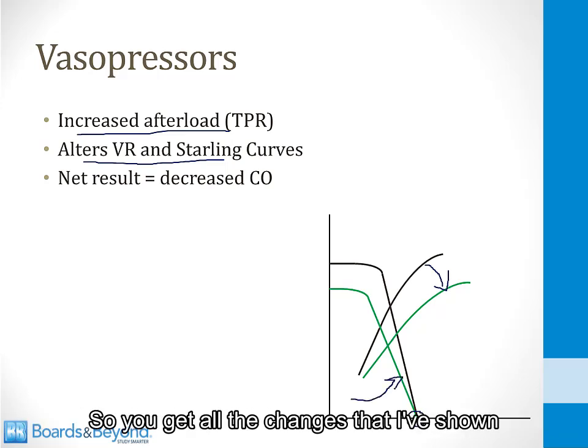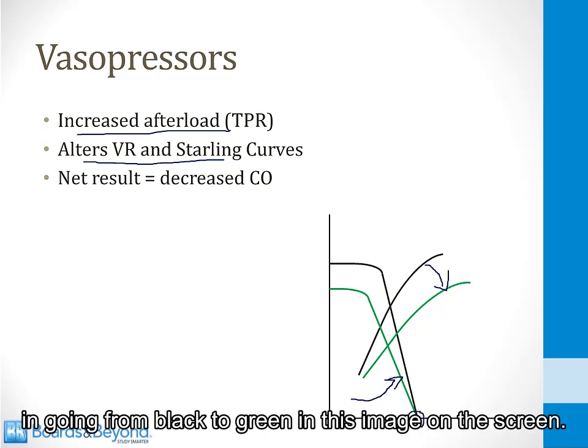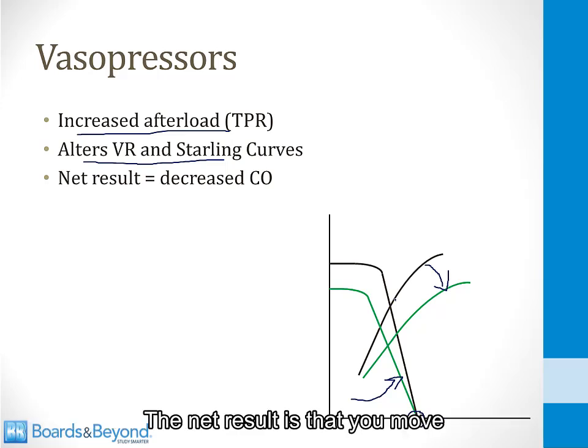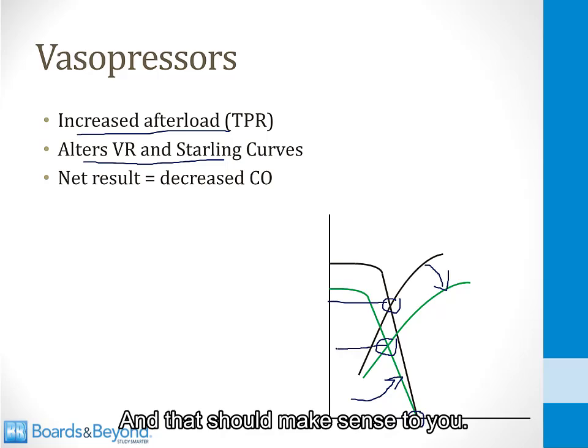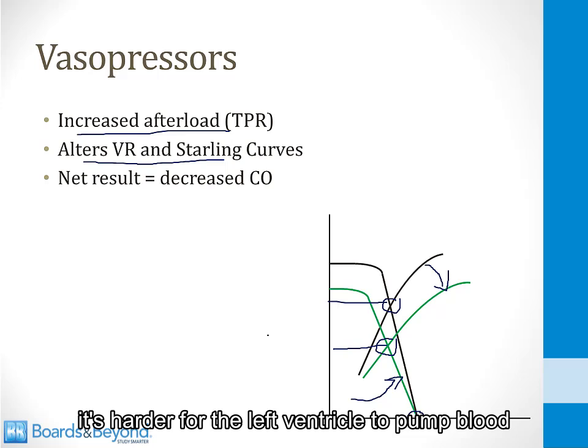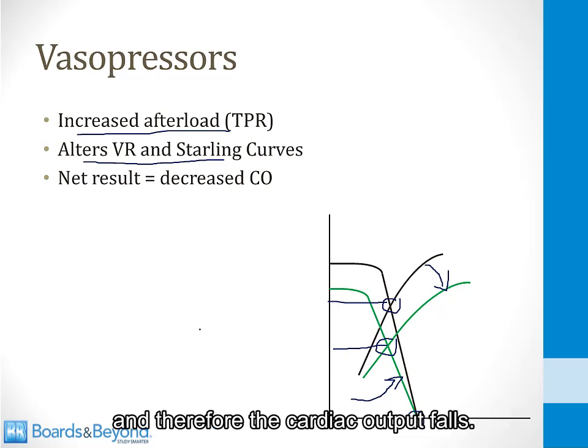So you get all the changes that I've shown in going from black to green in this image on the screen. The net result is that you move from a higher cardiac output to a lower cardiac output, and that should make sense to you. When peripheral resistance goes up, it's harder for the left ventricle to pump blood, and therefore the cardiac output falls.